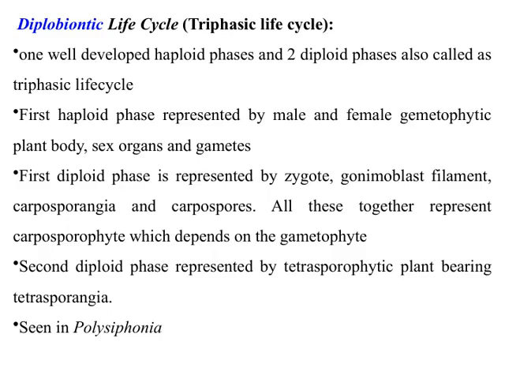Finally, we reach the second diploid phase, represented by the tetrasporophyte. This is a plant that bears tetrasporangia, which produce tetraspores through meiosis. These spores will eventually grow into new haploid gametophytes, completing the cycle. An example of this cycle in action can be seen in Polysiphonia, which vividly demonstrates these stages. So, the overall theme here is the intricate dance between haploid and diploid stages, each playing a crucial role in the life cycle, ensuring the continuity and diversity of the species. This triphasic cycle is a fascinating example of plant reproductive strategies.